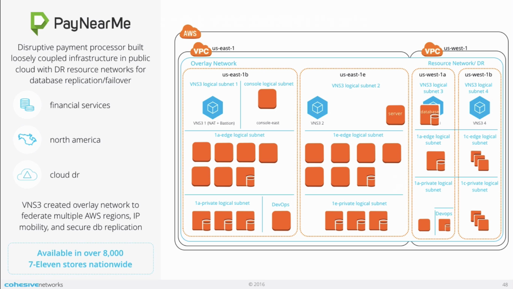Also in financial services, we have PayNearMe. They're a new payment processing company. Using VNS3 and AWS, they've built a loosely coupled infrastructure. So over on the left is their overlay network with their normal resources for DevOps and production. And then over towards the right of the diagram is their resource network with disaster recovery. So they use AWS for database replication failover, and then connect it all and group it together in logical subnets and segmented resources using VNS3.